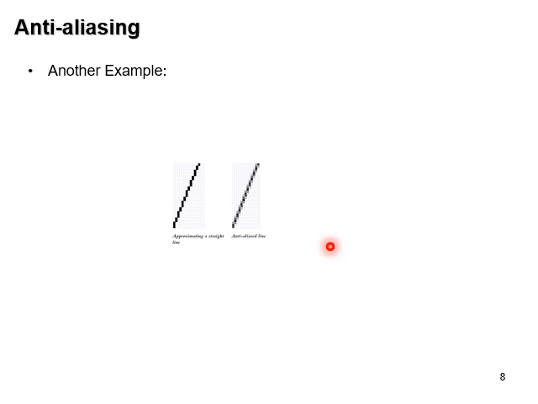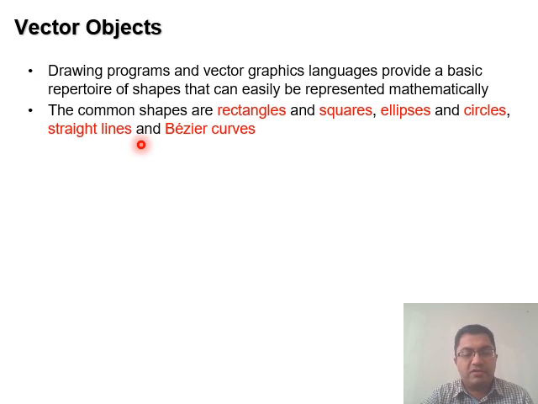Okay, so this is all about anti-aliasing and how we draw straight lines in vector graphics and how we solve the problem of having jagged straight lines. So to your eye, this might seem like a really smooth straight line. Okay. So we next discuss how we draw other objects other than straight lines.